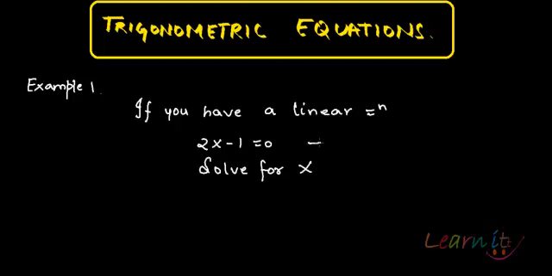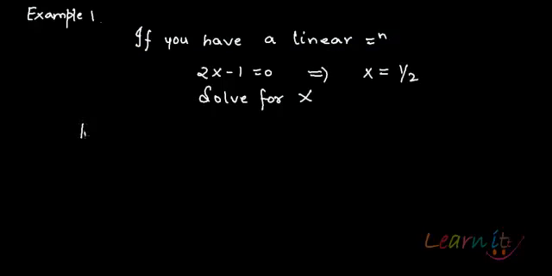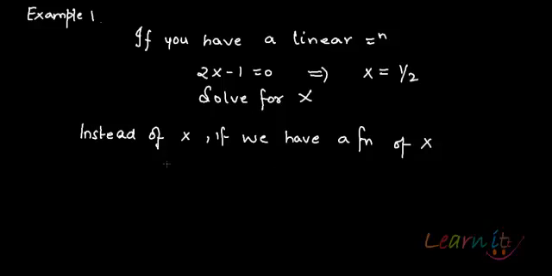You just find out that x will be equal to half in this case, right? Now instead of an x, you have a variable of x. Instead of x, if we have a function of x, say sin x, say f(x) equals sin x. So if I put sin x out here, what will I have?